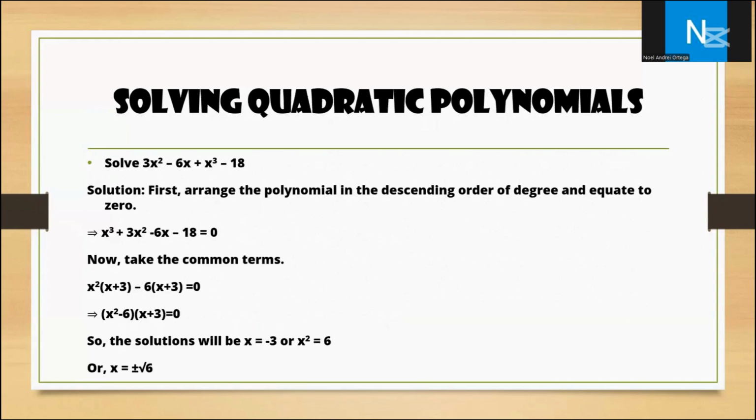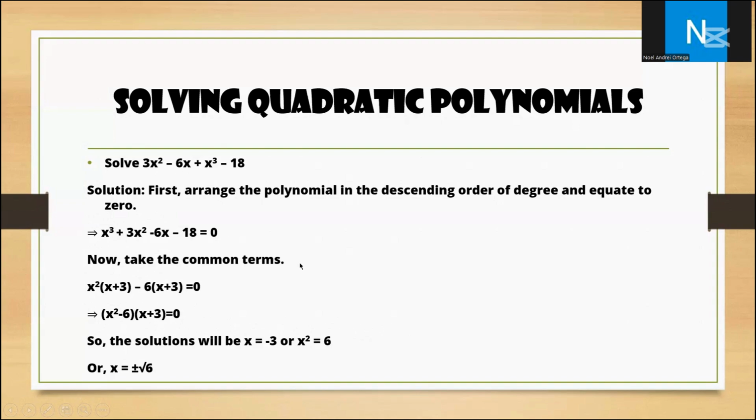Next, we solve for quadratic polynomials. To solve a quadratic polynomial, first we rewrite the expression in the descending order of degree, then equate the equation to 0 and perform polynomial factorization to get the solution of the equation. An example to find the solution of a quadratic polynomial is given here. We solve for 3x squared minus 6x plus x cubed minus 18. So first, we arrange the polynomial in descending order of degree and equate to 0. So x cubed plus 3x squared minus 6x minus 18 is equal to 0.